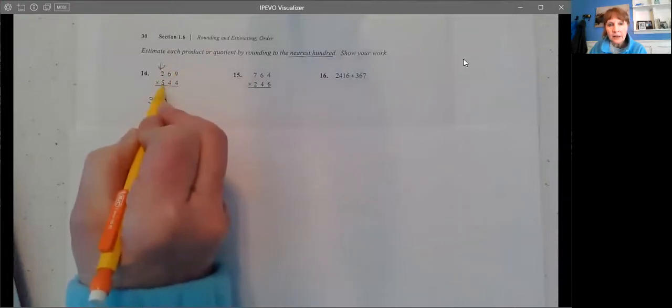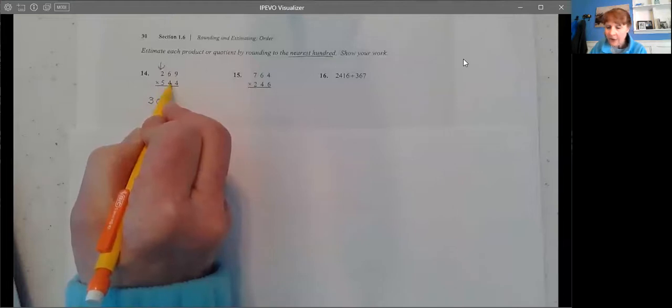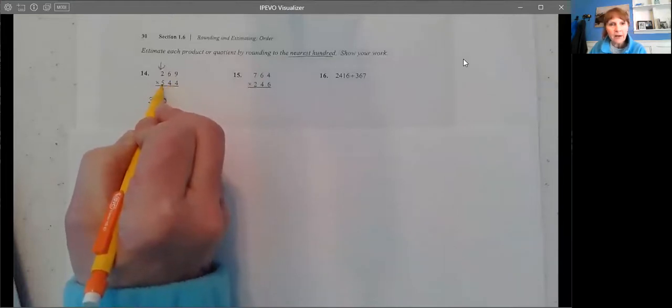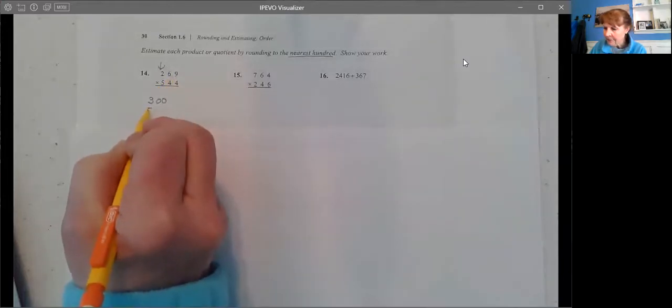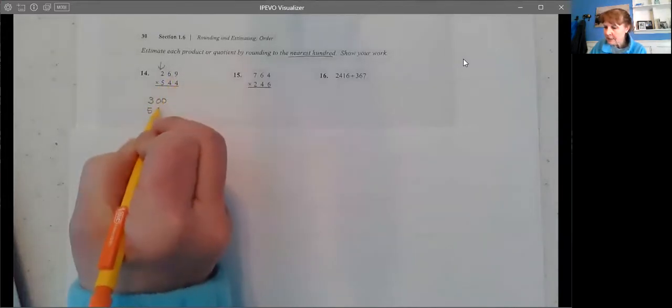Here, the 5 is in the 100 spot. We look to the right. The 4 is less than 5, so we're going to keep it as a 5. We're not going to increase it to a 6. We'll keep it as a 5, and what follows becomes zeros.